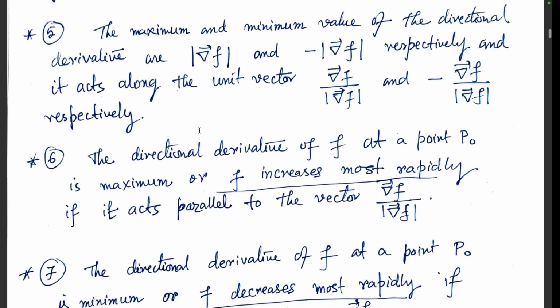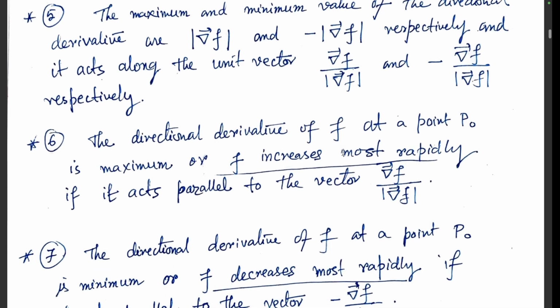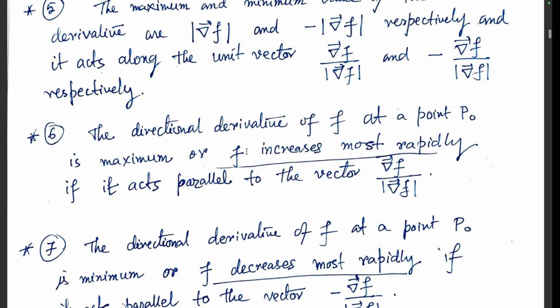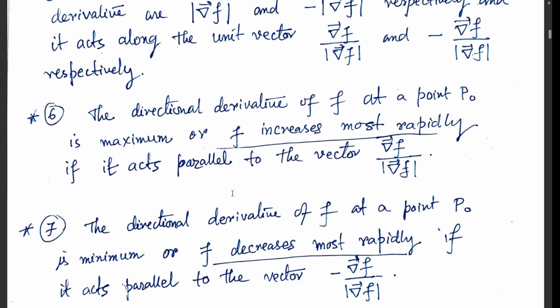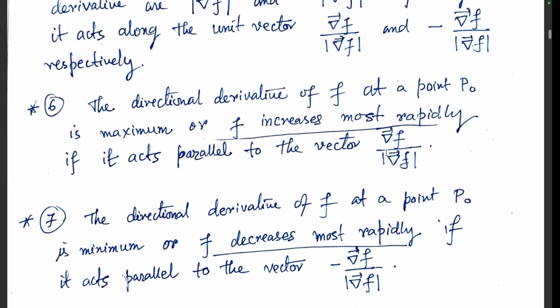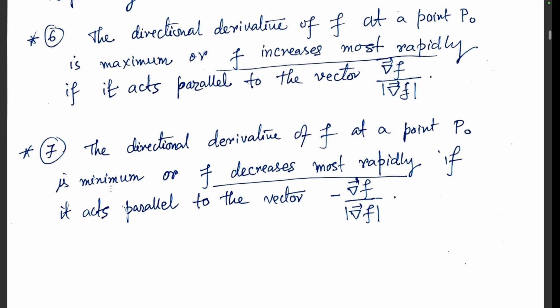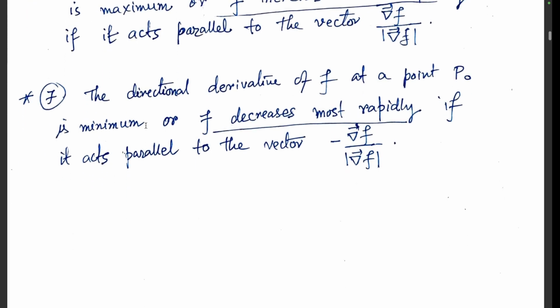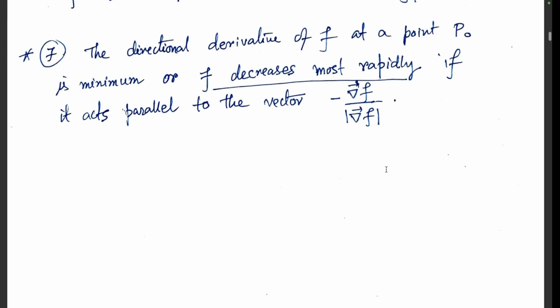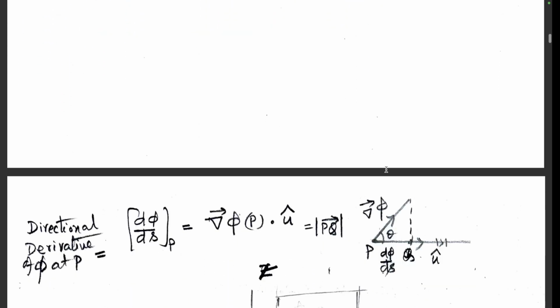And remark 6: the directional derivative of f at a point p0 is maximum, or f increases most rapidly, if it acts parallel to the vector grad f by mod of grad f. Remark 7: the directional derivative of f at a point p0 is minimum, or f decreases most rapidly, if it acts parallel to the vector minus grad f by modulus of grad f at that point p0.